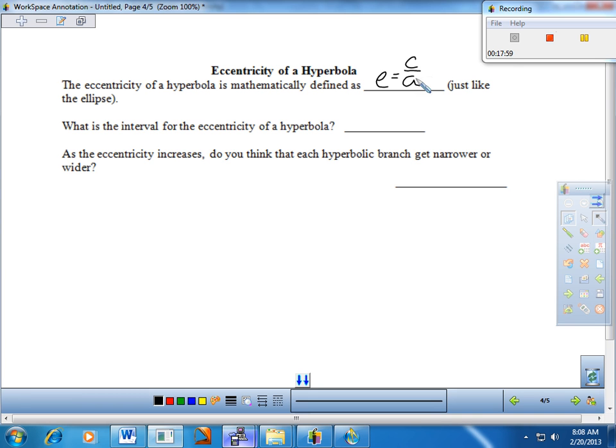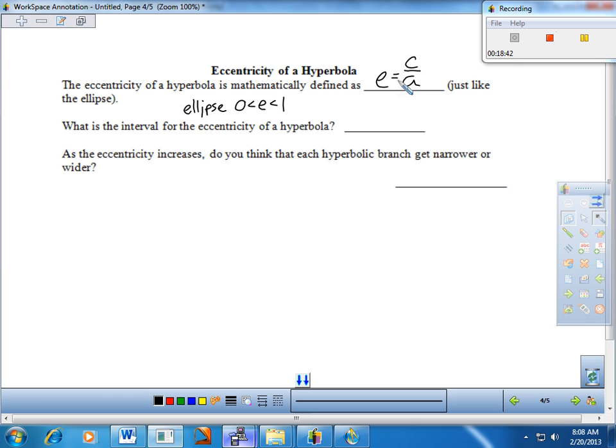If you remember, on the ellipse, the interval for the eccentricity was between 0 and 1. I'm just going to write that here. You don't have to if you don't want to. But the ellipse, the eccentricity was anywhere in between 0 and 1. And that was because C was smaller than A. So when you take a smaller number divided by a larger number, you get a number between 0 and 1. Well, guys, I would ask you this. What do you think the interval is for the eccentricity of a hyperbola based on what you know about C and A, and if you were to have to divide those?